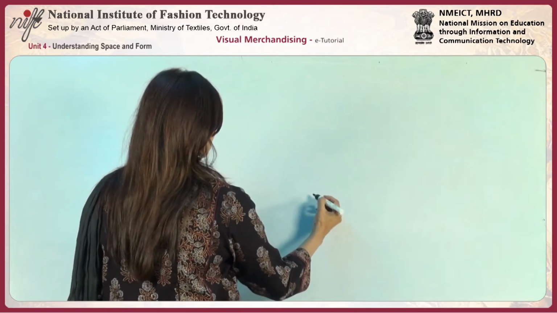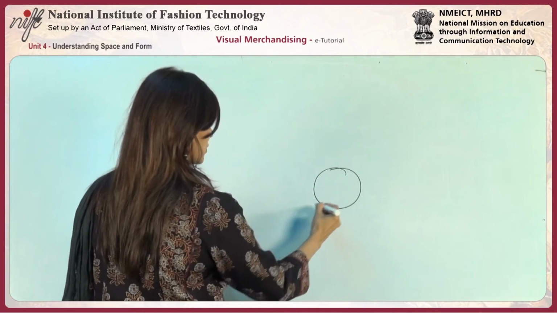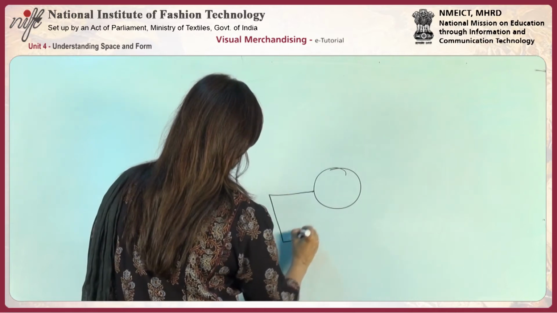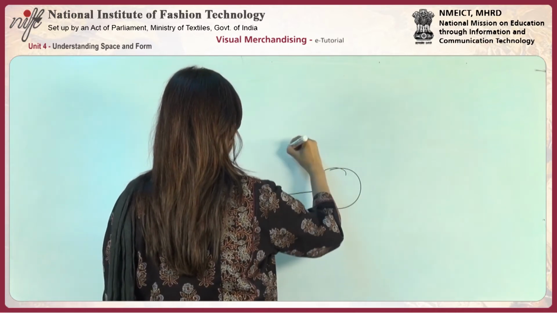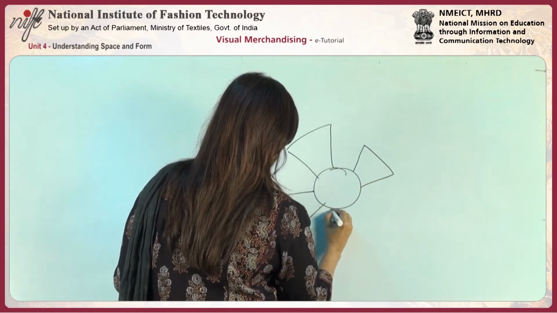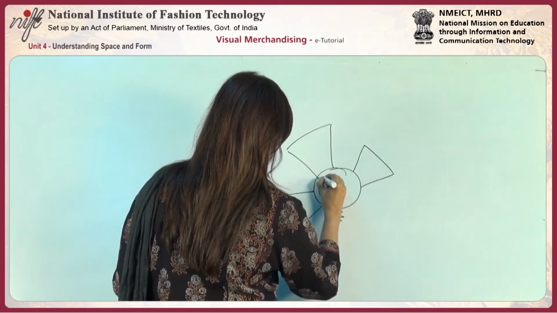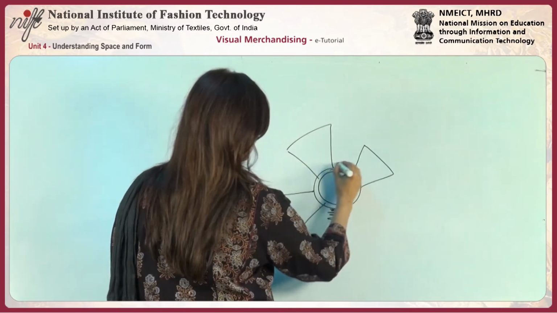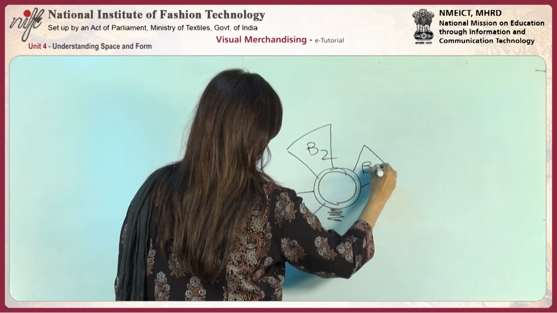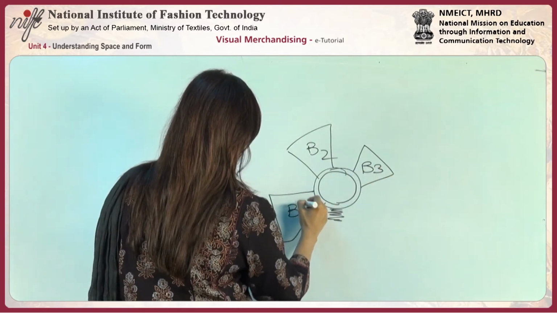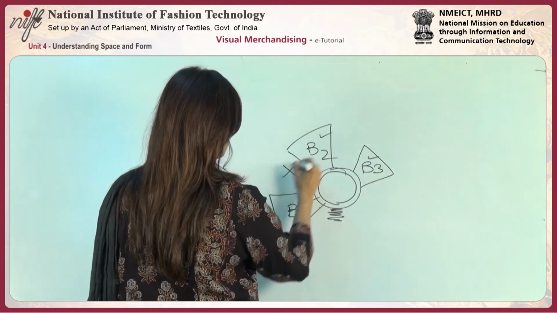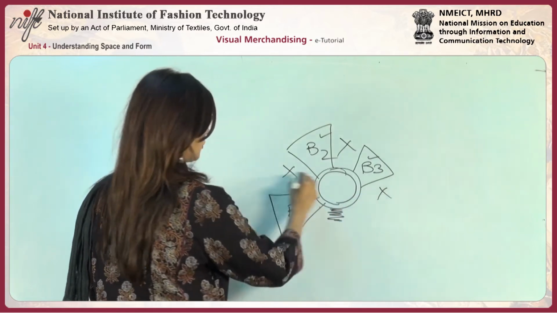Suppose this was our central space, and through this space we had blocks which were getting connected in a circular fashion. Then if this was our entrance to the building, this would be the corridor which is parallelly connecting block 1 to block 2 to block 3. Then these spaces are our positive spaces, and these spaces are our negative spaces.